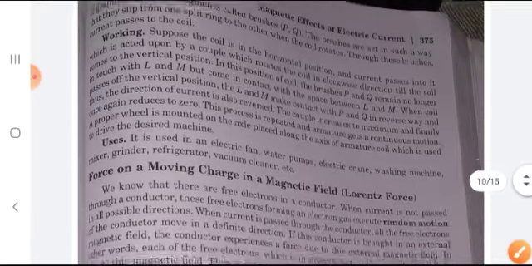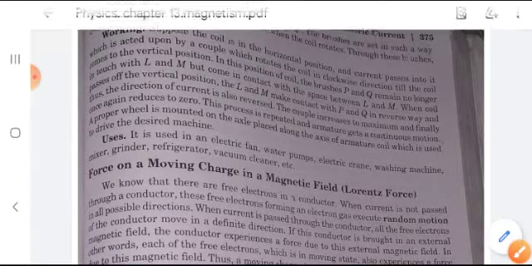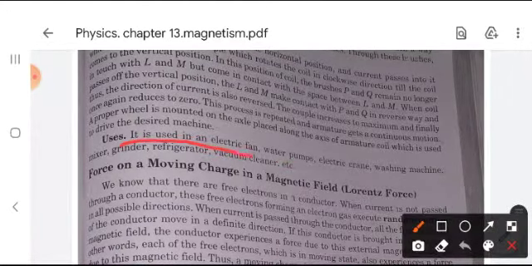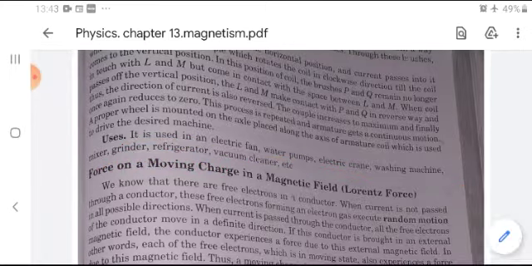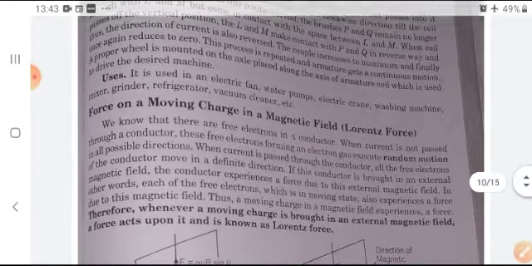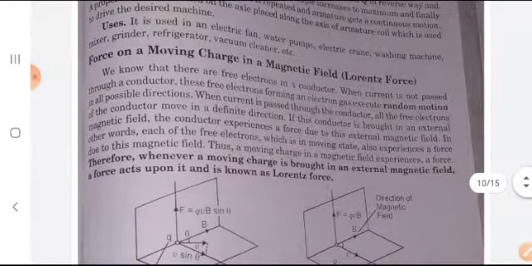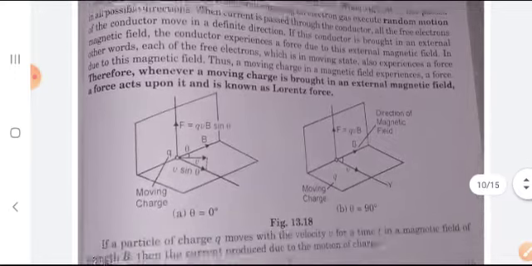So what is the use of electric motor? The electric motor is used in electric fans, water pumps, electric cranes, washing machines, mixers, grinders, refrigerators, vacuum cleaners, etc. All these have electric motors. Now moving forward, the force on a moving charge in a magnetic field is called the Lorentz force.